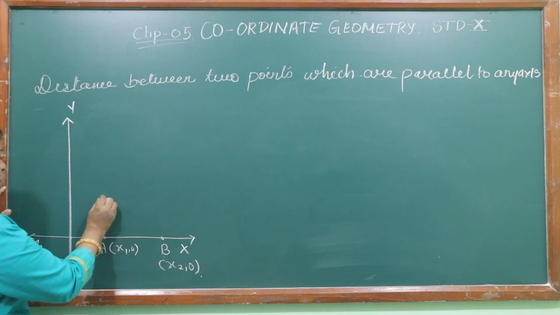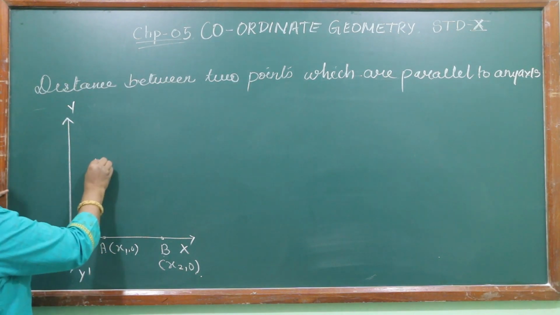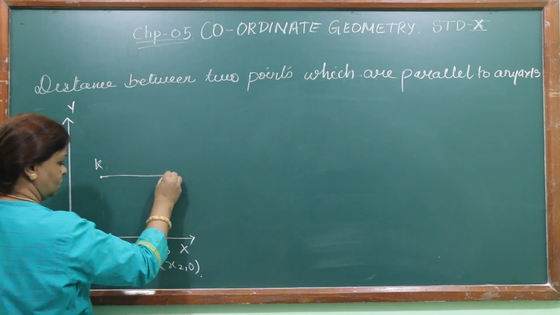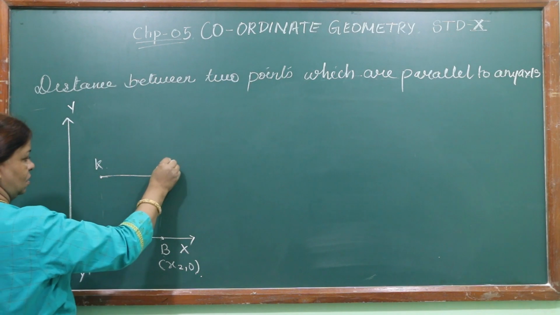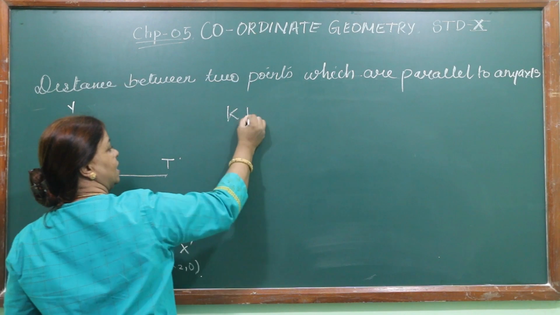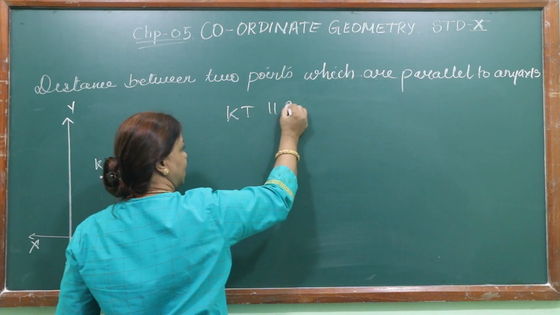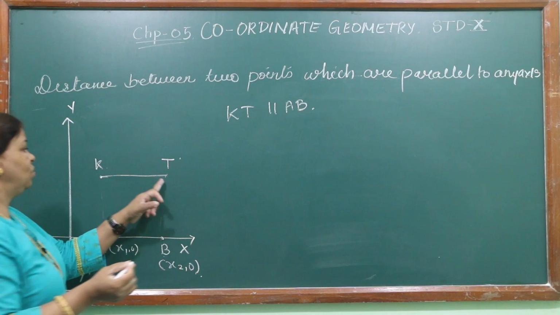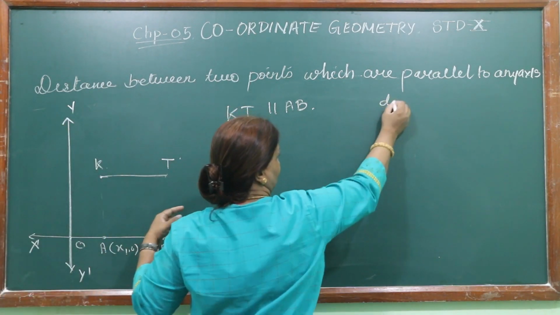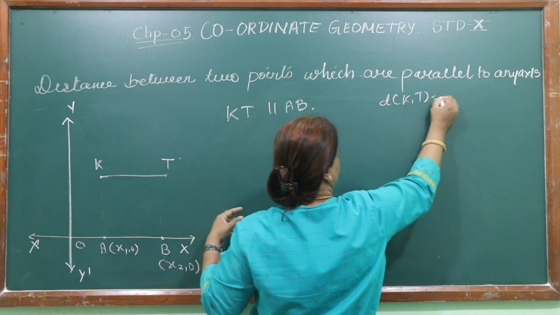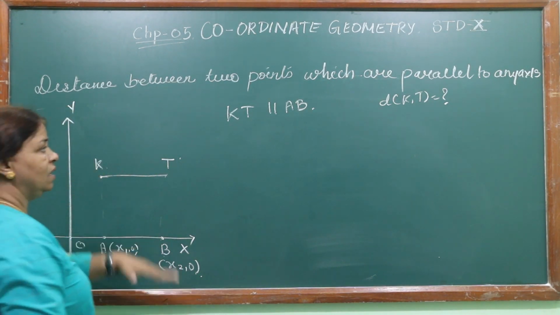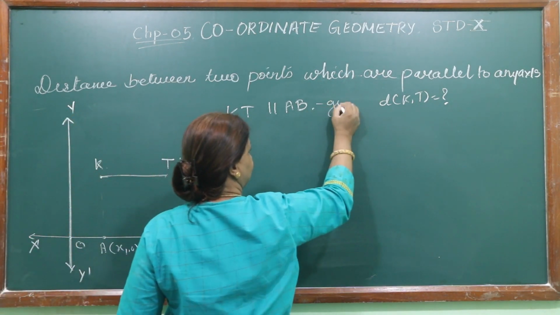Now there is one more point here which is K, and T, and it is given that KT is parallel to AB and we want to find out the distance KT. Okay. Now KT is parallel to AB and it is given, children.